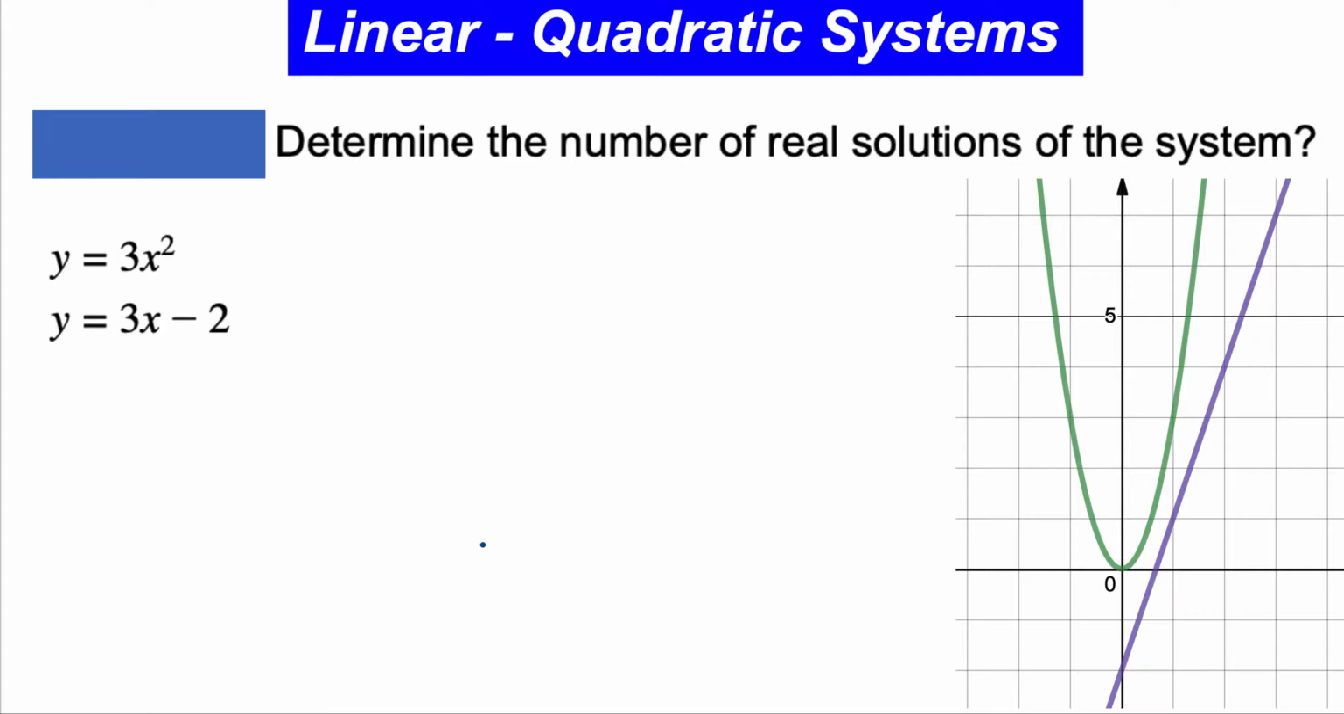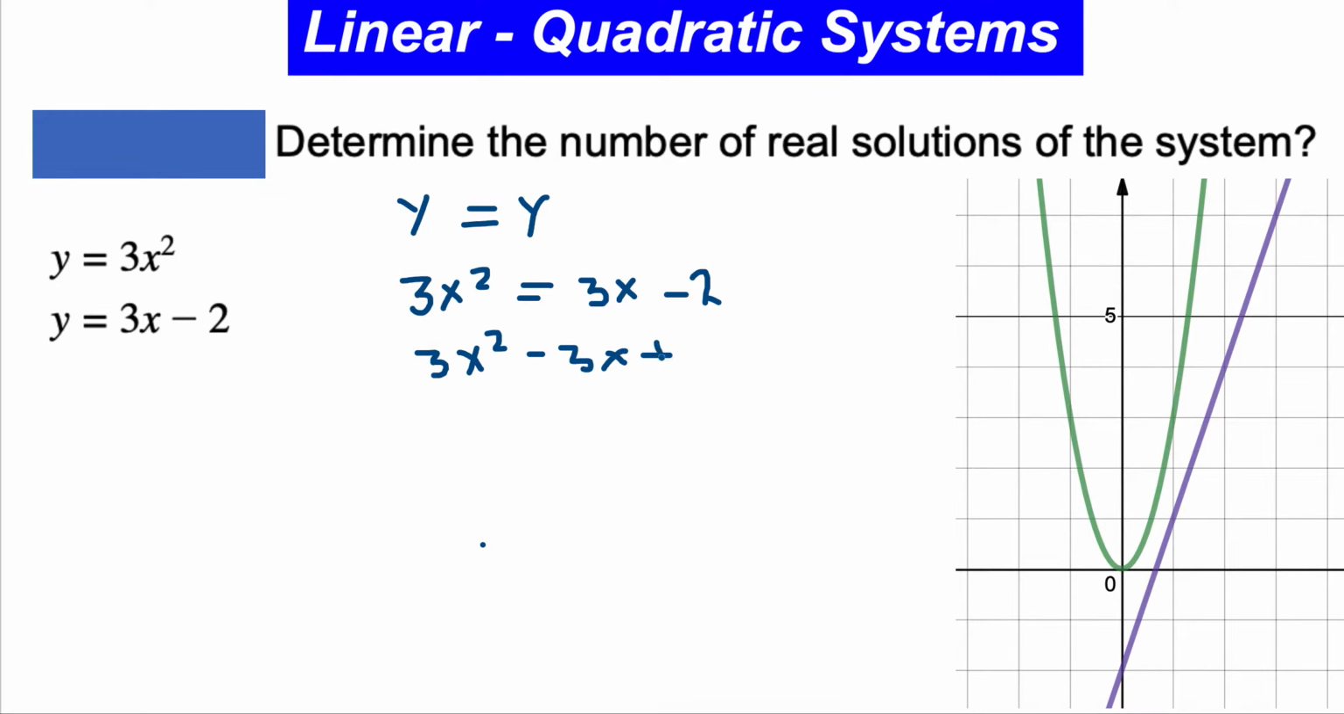But if we want to solve this problem analytically, we equate y with y. And then we take those functions: 3x squared is equal to 3x minus 2. So we want to prove analytically this system of equations doesn't have a solution. Now if we subtract everything by 3x minus 2, we get the equation 3x squared minus 3x plus 2 is equal to 0.